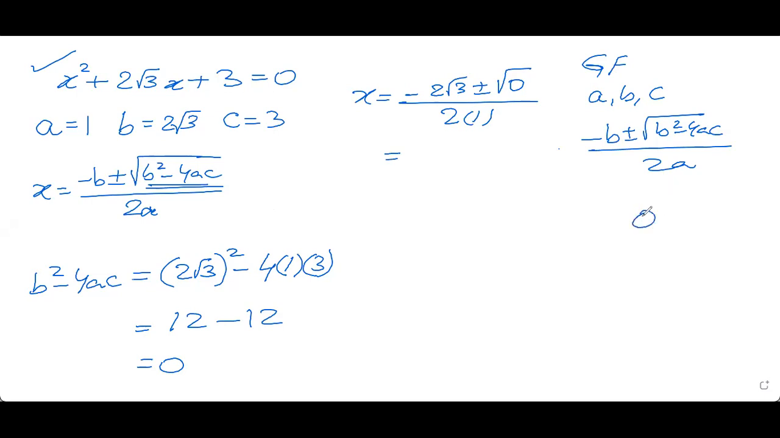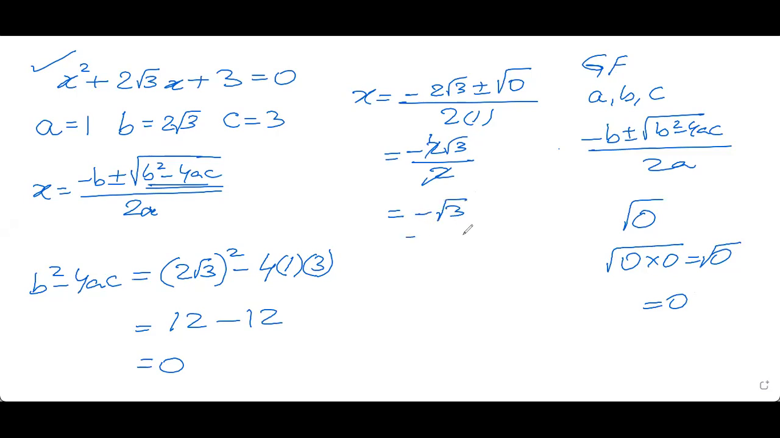Now, square root of 0, we know that 0 into 0 equals to 0. That means square root of 0 will be 0. So our answer is minus 2 root 3 by 2. 2 divided by 2 is 1. So the answer is minus root 3. This is the answer.